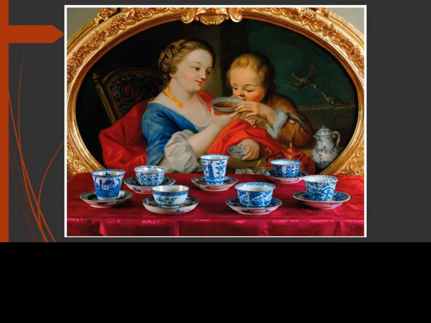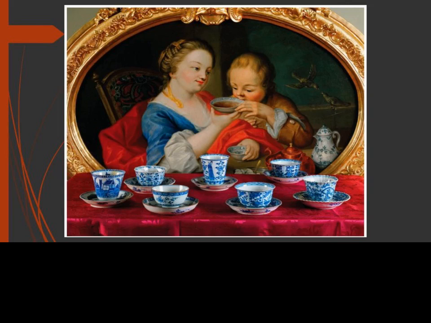Okay, here we go. Got the right visual source here. Tea and porcelain in Europe. So what foreign trade items can you identify in this image? Tea, porcelain cups, saucers, a teapot, a bowl, maybe the silk tablecloth, perhaps silk clothing on the figures in the painting.